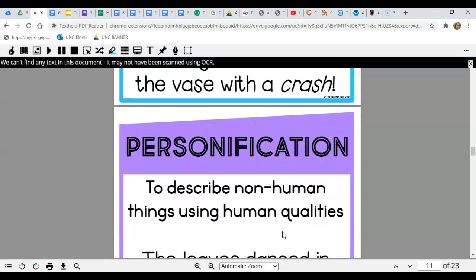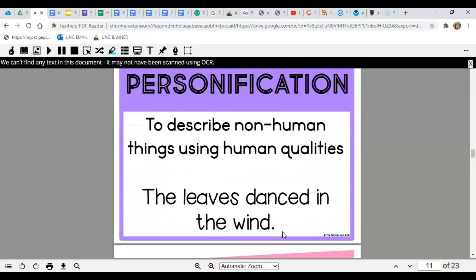Next, we have personification. I do love personification. Personification is to describe a non-human thing with human qualities. So it's to make something that's not human, and it could be an animal or an inanimate object, but saying the trees danced a ballet in the wind. Well, trees can't dance ballet. They can sway, which kind of looks like dancing, but you're making it sound like they are human and giving them human traits, okay? The leaves danced in the wind.